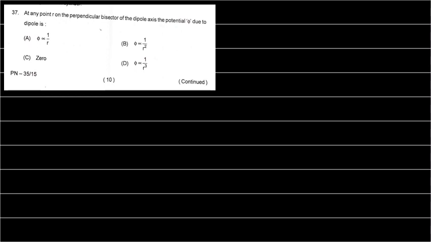This is again a very simple question. One can frame this question in mind, this question is very easy. Let us consider a dipole and its axis. Let us draw a perpendicular bisector of this dipole axis. So we need to calculate the total potential due to this dipole, or these two opposite charges, at any point on the bisector.